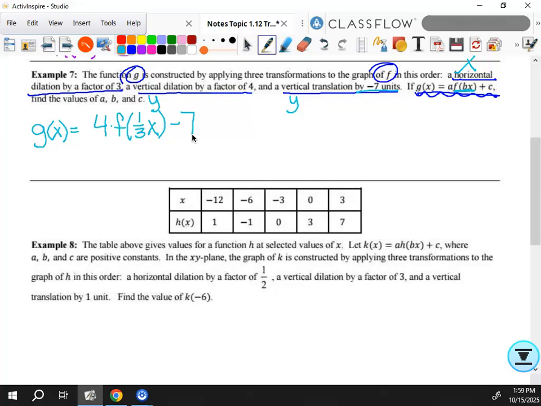Now, they didn't ask me to write an equation. I needed to, because you don't want to try and do this without it. That's where we make really careless, ridiculous errors. Now that I have that, what I want is A, B, and C, and I know exactly where to pull them from because of this. A is 4, B is 1/3, C is -7. Okay. What questions do you have? Anything? Good? All right.